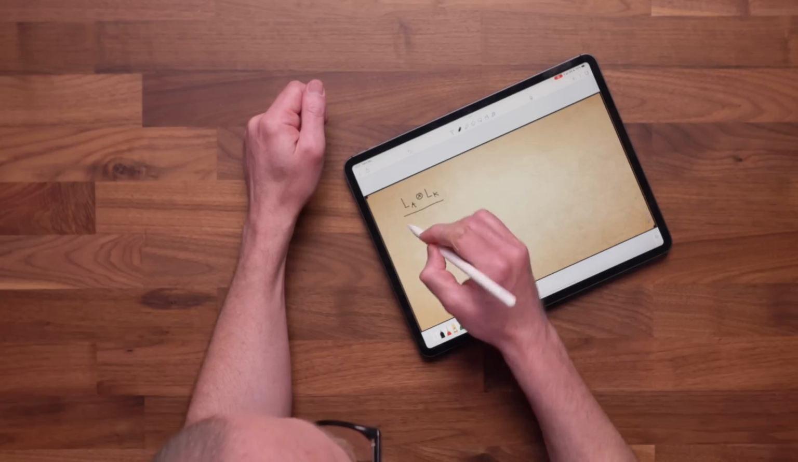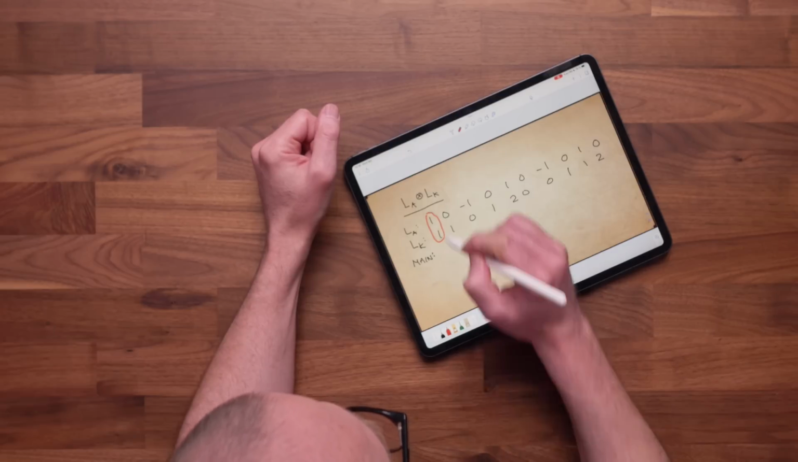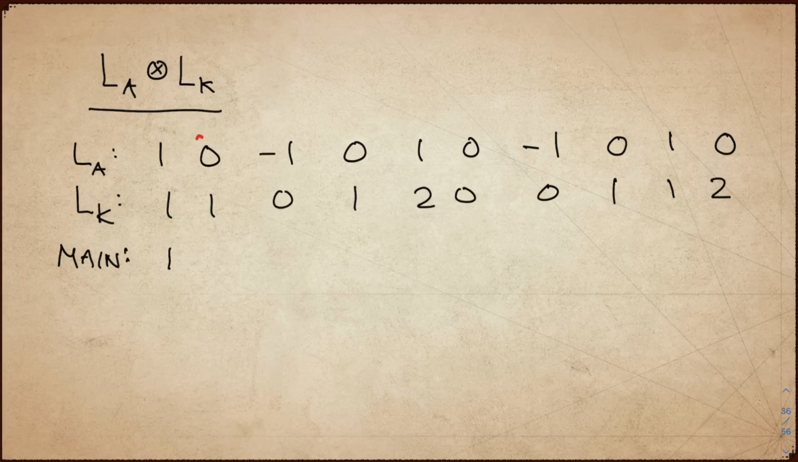Now let's do LA times LK. Here, the first one, LA, has degree 1, and the second one, LK, has degree 2. And whenever at least one of the factors has degree 1, the main step is easy. It's just like before. 1 times 1 is 1, 0 times 1 is 0, then it's 0, 0, 2, 0, 0, 0, 1, 0.